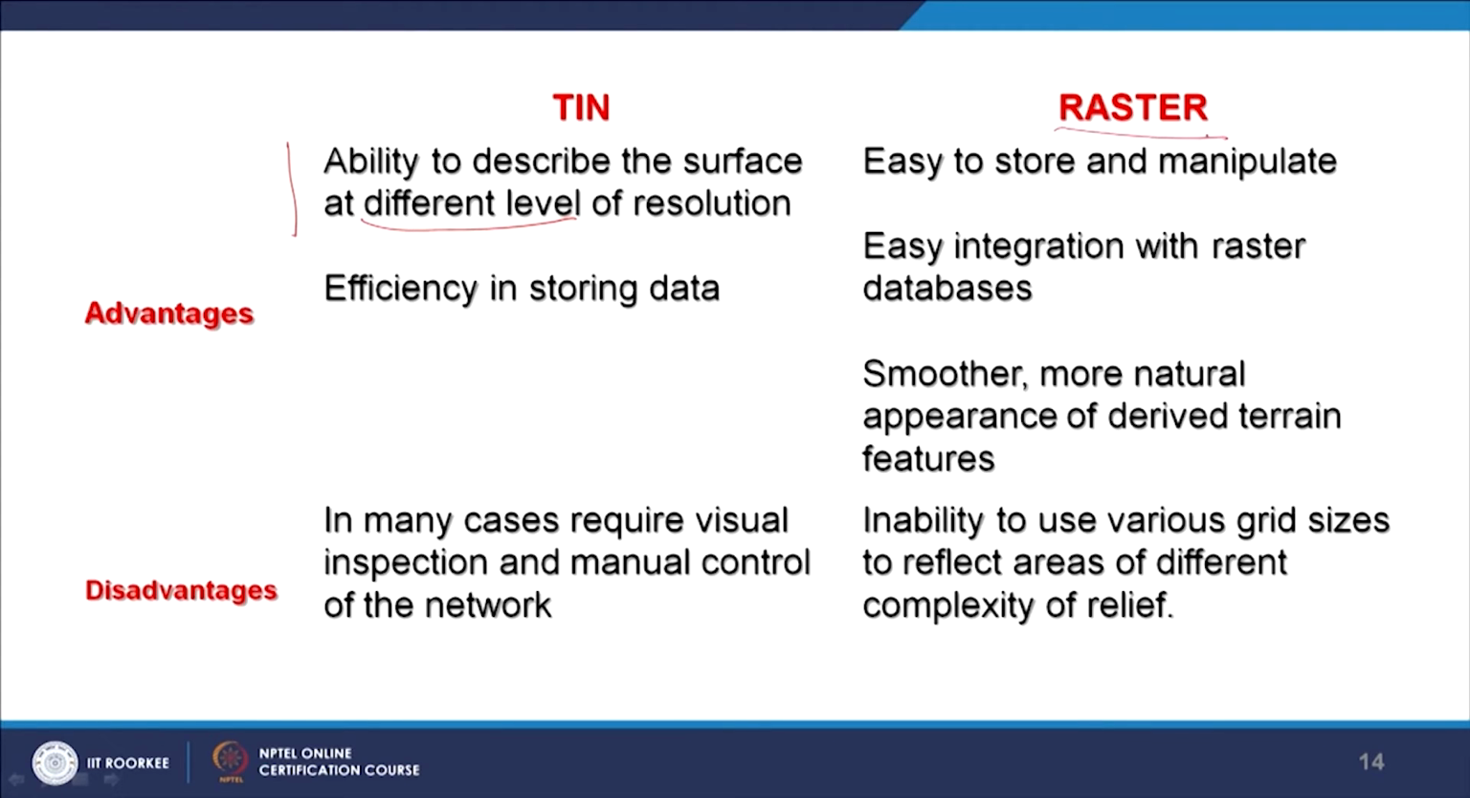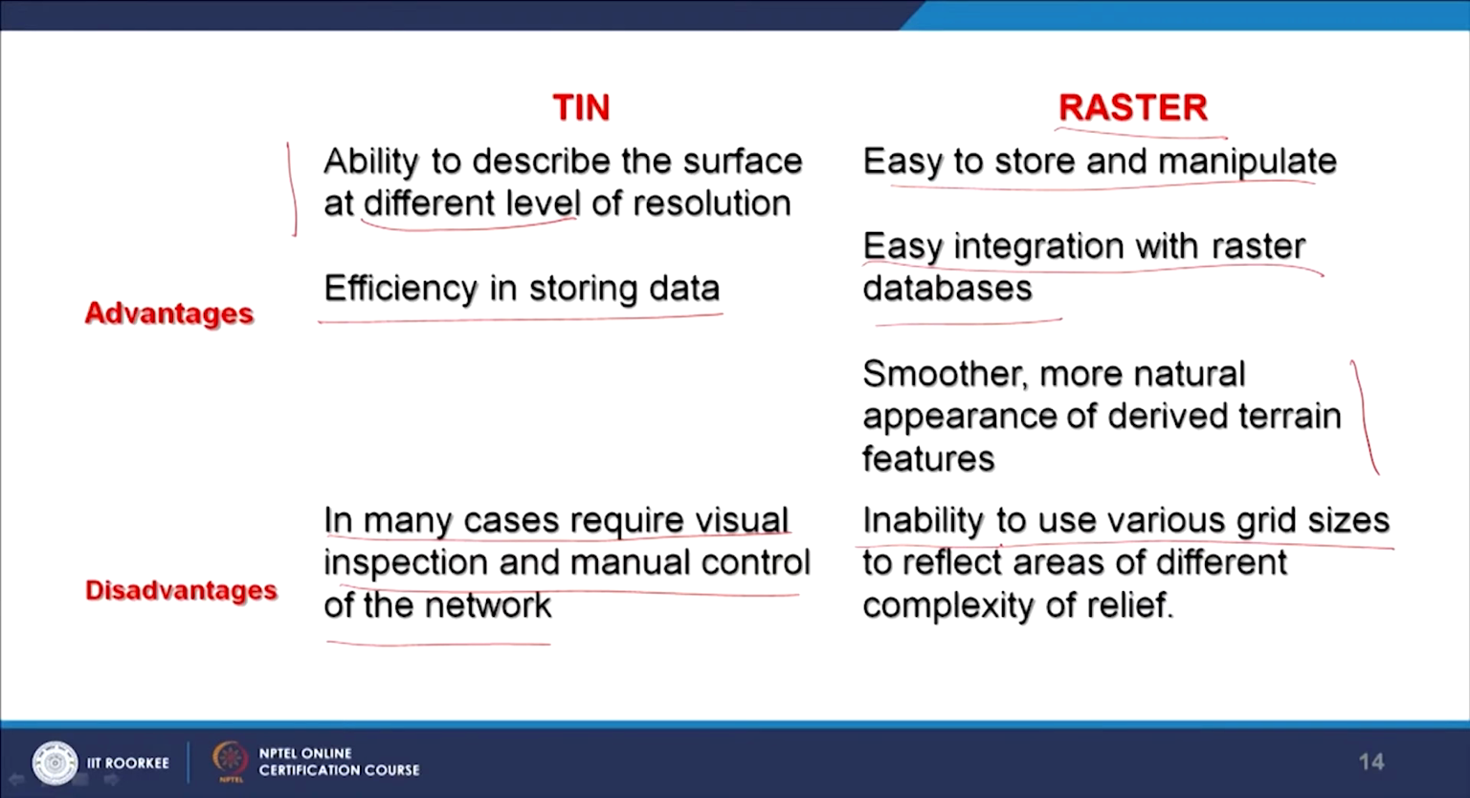That is why it has a different resolution, but in the case of raster the resolution is fixed. Raster is easy to store, and easy to integrate with raster databases like satellite data or other data. It has a smoother, more natural appearance of derived features, whereas TIN is very efficient because hardly there is any redundancy. The disadvantage of TIN is that many cases require visual inspection and manual control of the network, but that is not the case with raster.